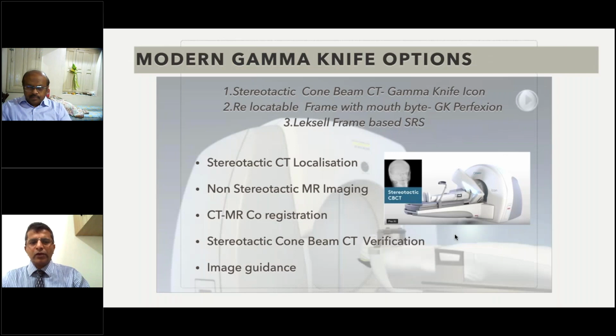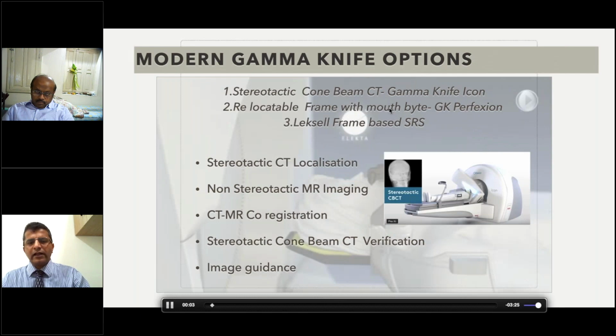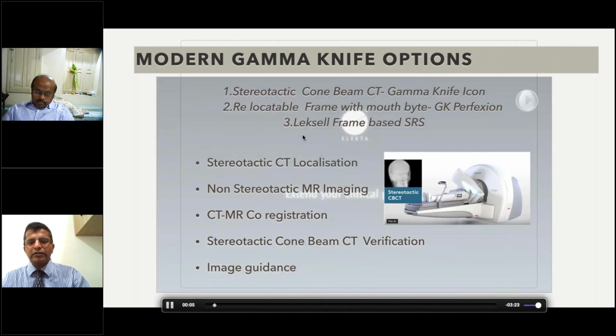Now, if you look into the modern gamma knife options, they have three options. The first one I have written here is the cone beam CT based, which is used in the gamma knife Icon. The second one is a relocatable frame with a mouth bite, which is used in gamma knife Perfexion, that is known as Extend. And the third one is the Leksell frame based method, which was used for all the previous versions of gamma knife.